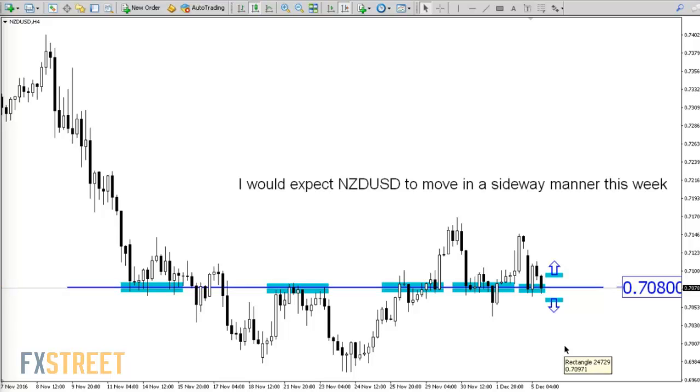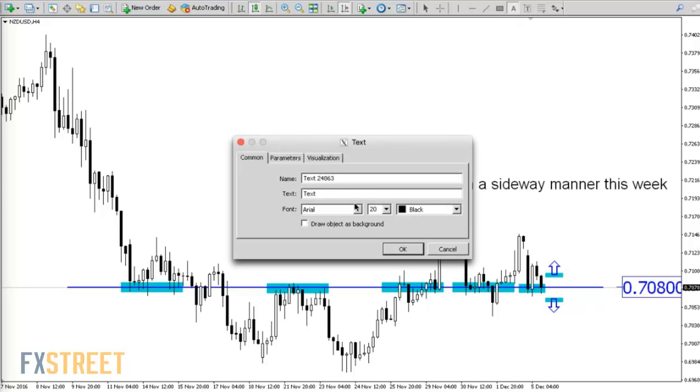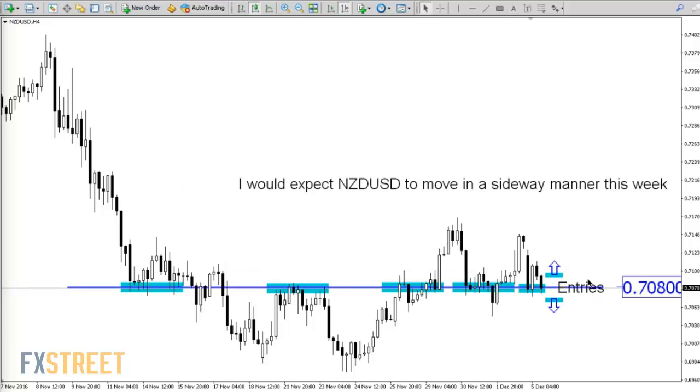Of course, on the other hand, a good GDT number possibly would see the Kiwi dollar finding support over here at 0.7080 to head upwards. So over here are suggested entries. Okay, these are the suggested entries.